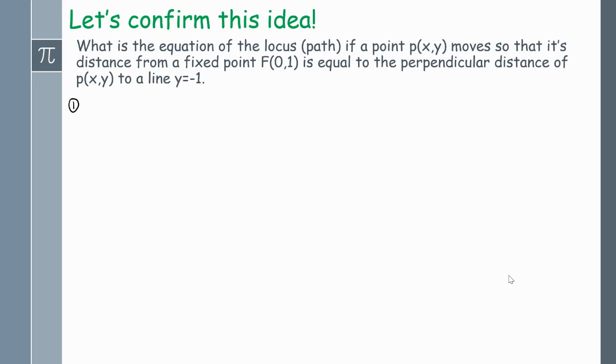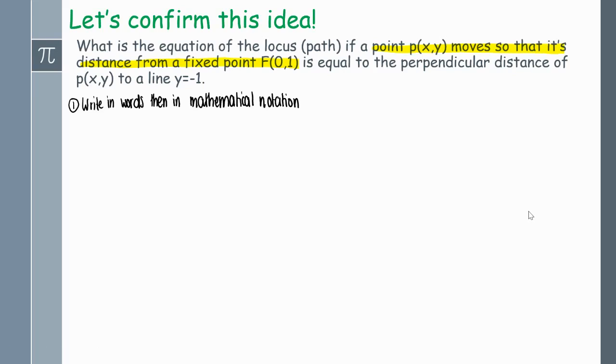So what is the equation of the locus of a point P(x, y) if that point P moves so that its distance from a fixed point F(0, 1) is equal to the perpendicular distance of P to a line y equals -1? Your first job is to write this in words.